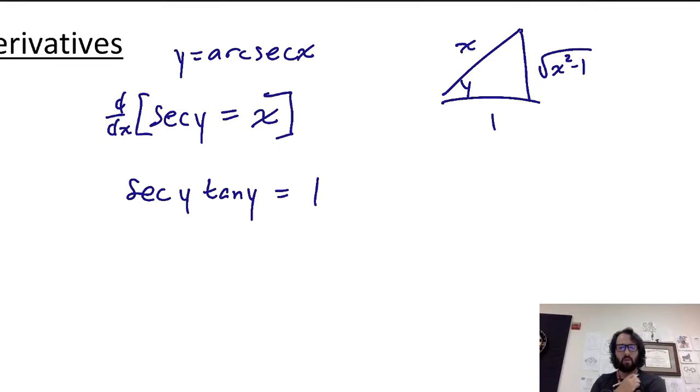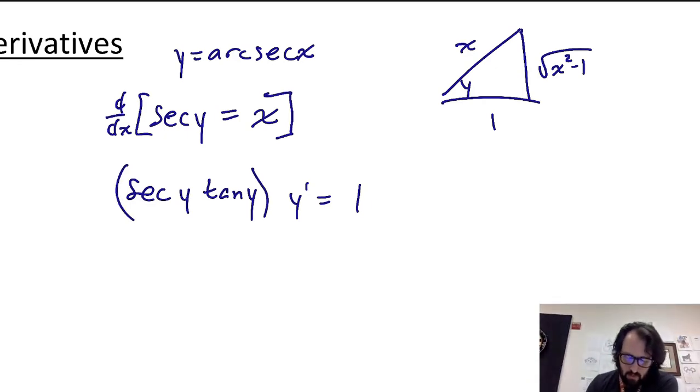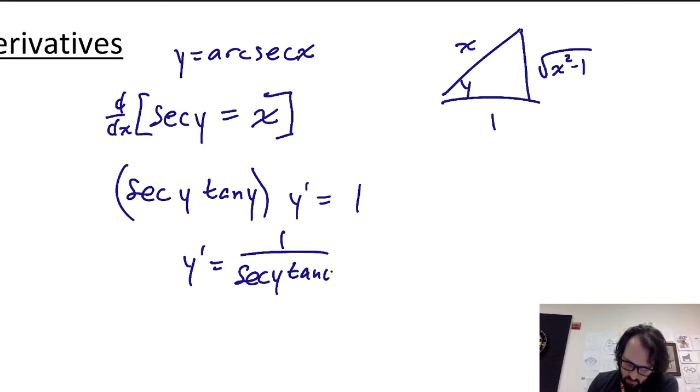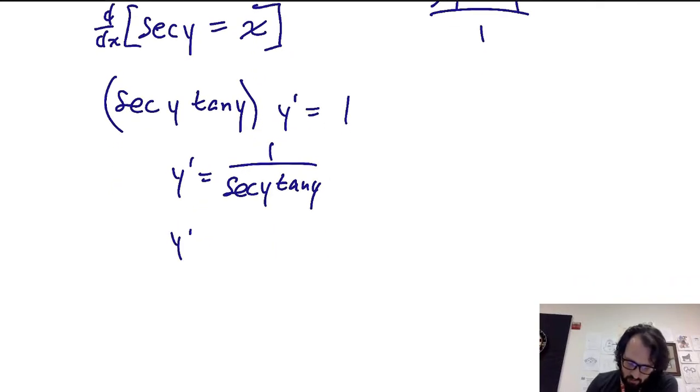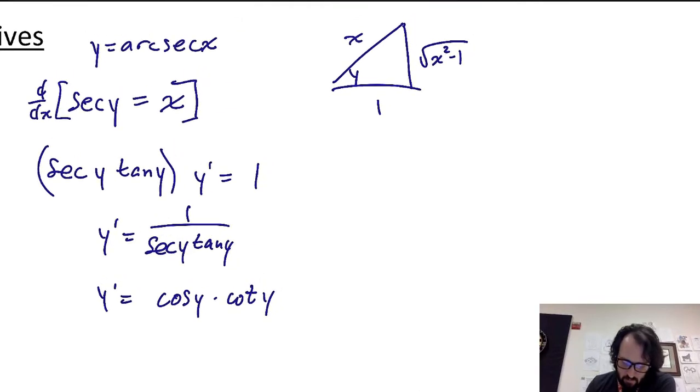All right, so if I do the derivative of that whole equation, secant y tangent y, and then I need my times y prime, right? Where all of this is all together times that y prime. So I need to divide over that secant tangent. So I could say y prime is 1 over secant y tangent y, which personally I like to rewrite as cosine of y times cotangent of y. Right? So now I need to do cosine of y and cotangent of y.